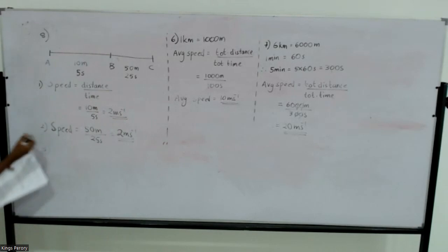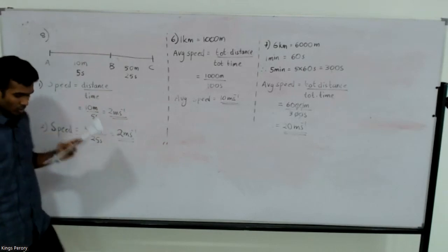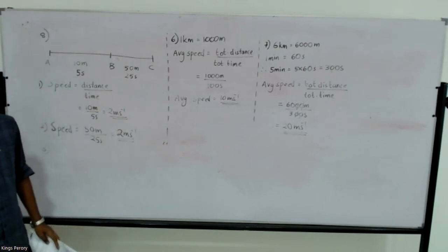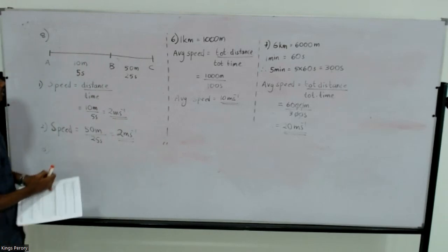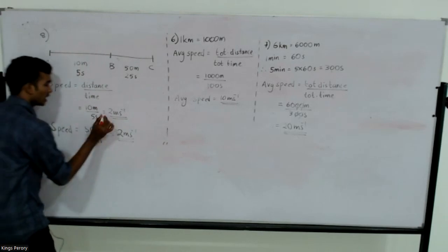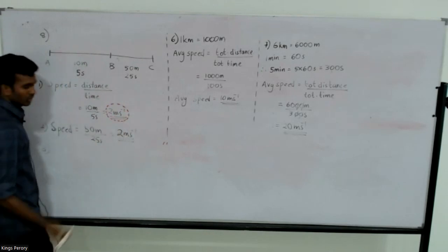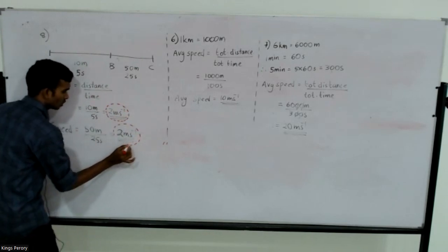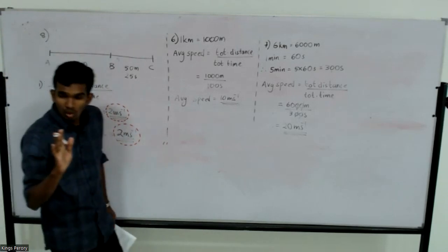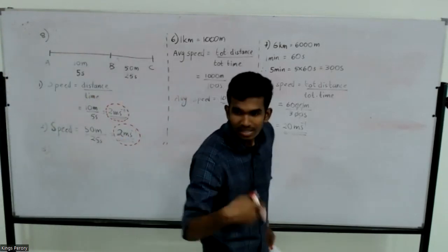Question number 3. Comment about the nature of motion. Tell me, what can you tell about the nature of motion? Uniform or constant speed. Why? Here also it has traveled at 2 meters per second. That means throughout the journey it has gone at the same speed.